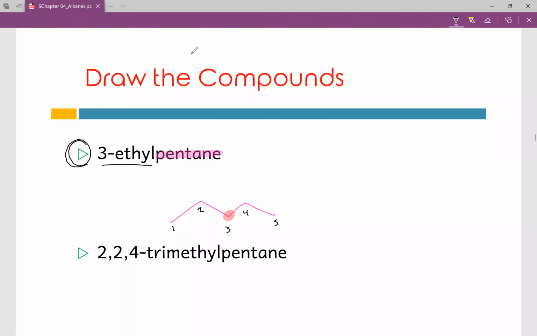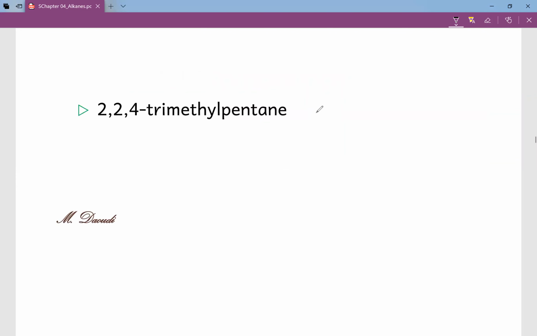And an ethyl group, just a reminder, an ethyl group is a 2-carbon group. So I draw out from 3. Here's my first carbon. Here's my second carbon. And so then here is my 3-ethylpentane. Okay, so now let's scroll down one more time. Let's scroll down again. So 2,2,4-trimethylpentane.